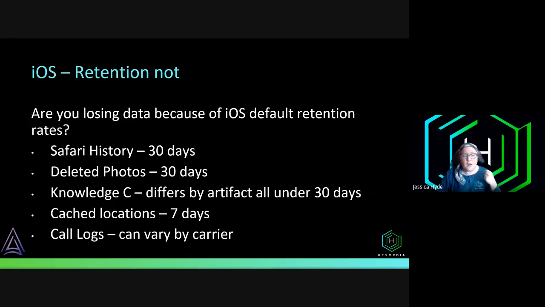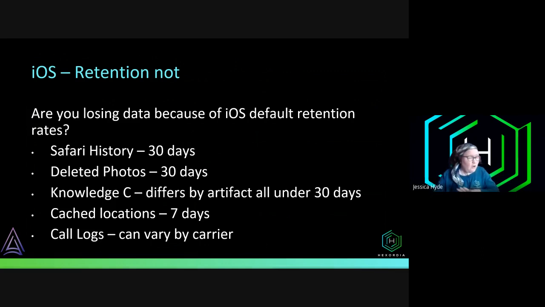Deleted photos, 30 days, after 30 days, they're gone. Now, this isn't 30 days from when you seized it. It's 30 days from when that delete button was hit, which means every single day, your database is dropping information. This means every day, even if you've got that battery pack on because you're keeping that thing in after first unlock, every single day that it sits on your evidence shelf, you're losing data, including Knowledge C data.